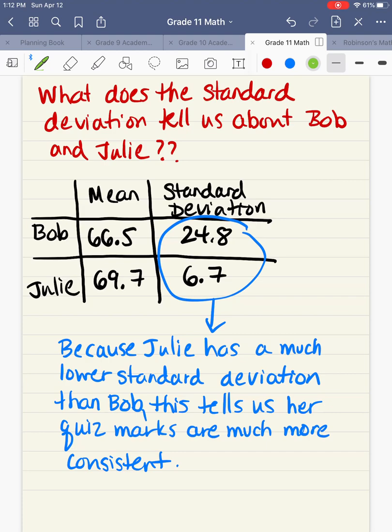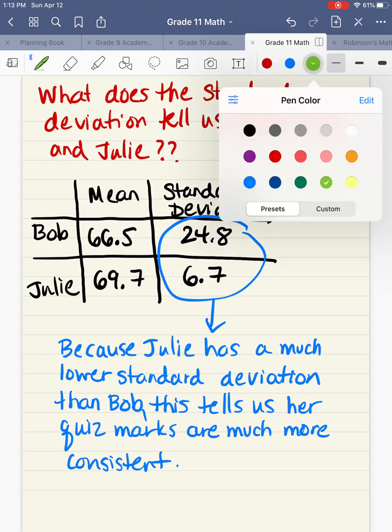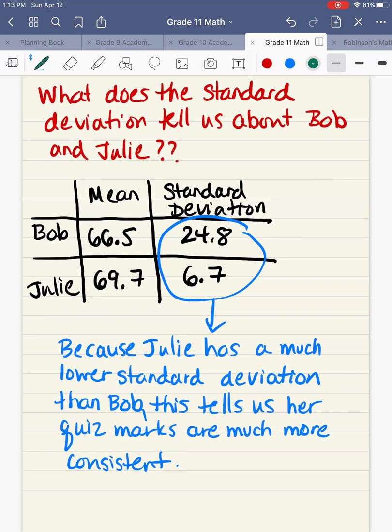Okay, so what is the standard deviation actually telling us here? Why are we doing this? We're going to compare Bob and Julie's quiz marks, and we're going to compare the mean and the standard deviation. You'll see that the mean for Bob is 66.5. For Julie, we have 69.7. And they're fairly close to each other, right? Now, if we take a look at our standard deviations, though, they are not close to each other at all. So what does this tell us? That they have very close means or averages, but that the standard deviation is not close.